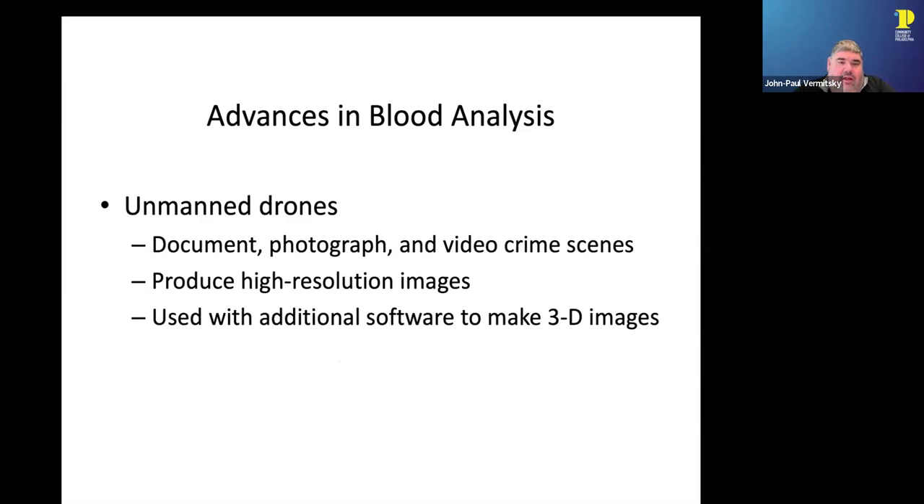You can also use unmanned drones to document, photograph, and video crime scenes. They can produce high resolution images, and this is used with additional software to make 3D images or to even reconstruct 3D versions of the crime scene.